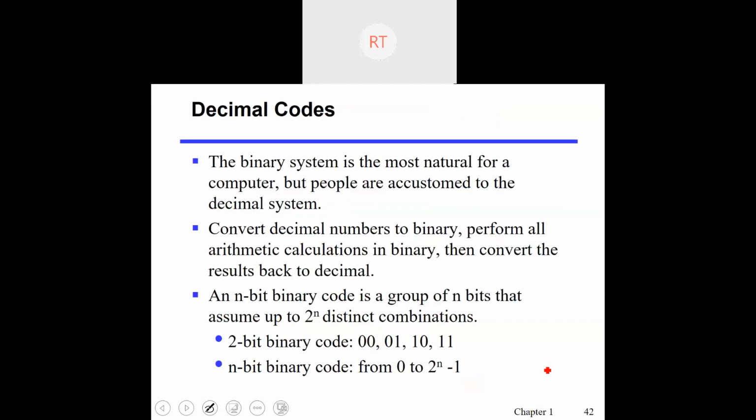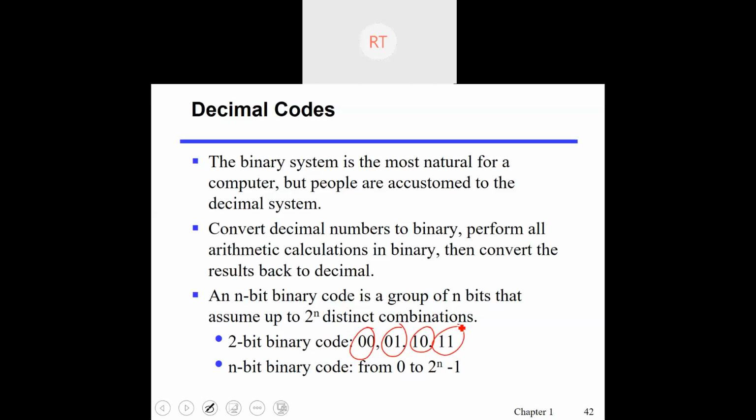Okay, we start now with decimal codes. By decimal codes, I mean you have the binary system. It is the most natural for a computer. It's the binary. We use zeros and ones. So this is the 0, 0, 0, 1, and the 1, 0, and the 1, 1. We can convert decimal numbers to binary. We can perform all the arithmetic and the calculations in binary and then convert our result back to decimal.